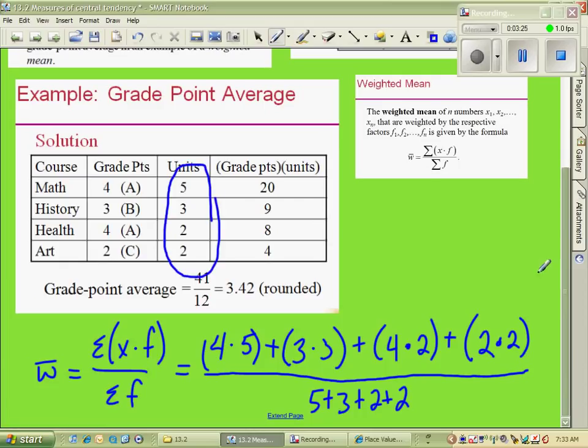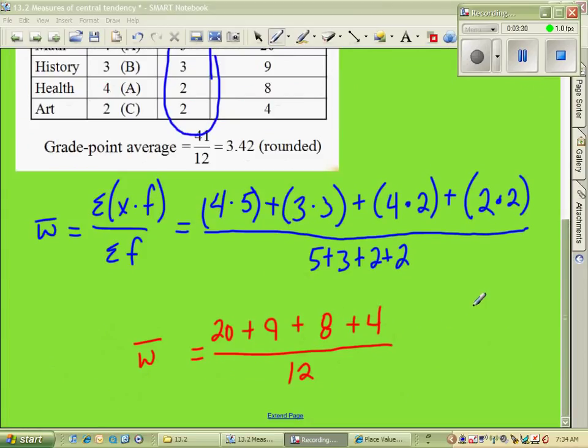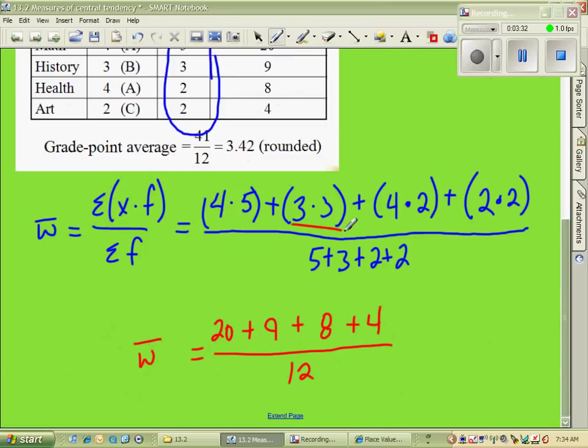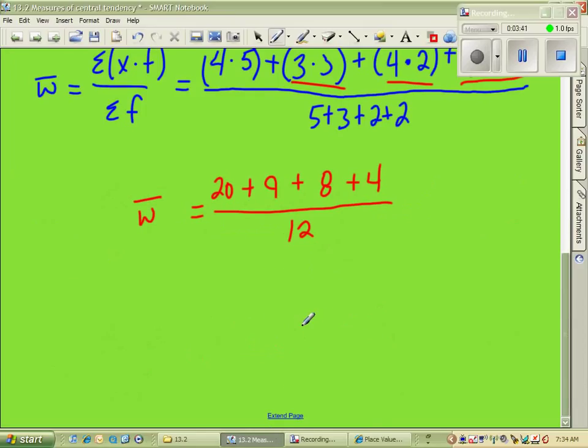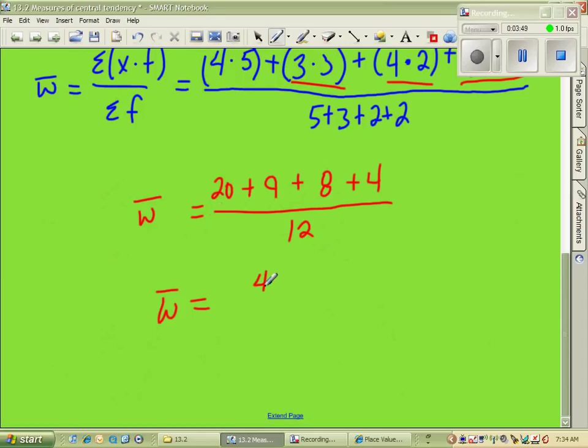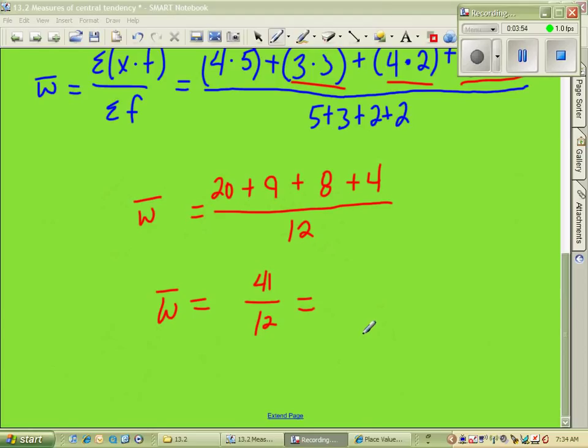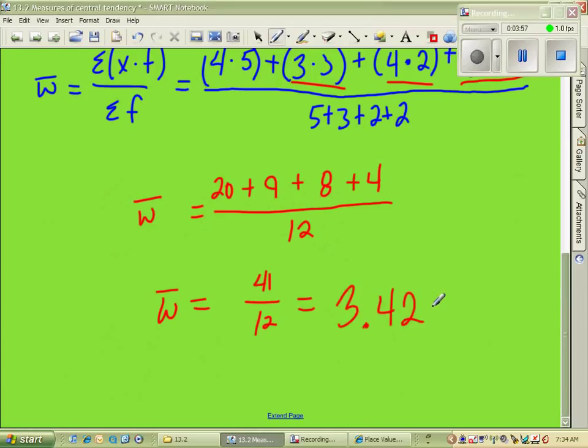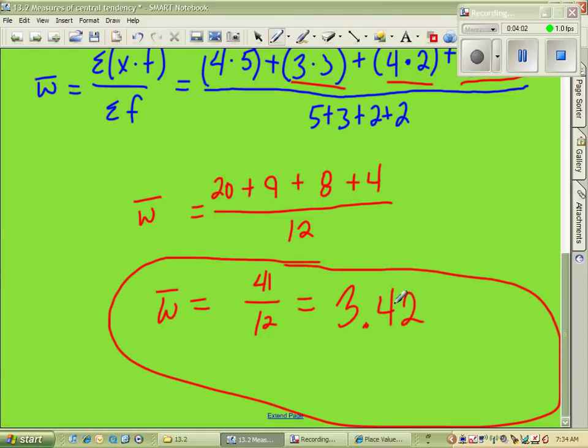Alright, with that said, now we go through and simplify our formula, which I'm going to do. So our weighted mean at this point is 20 plus 9 plus 8 plus 4 divided by 12. One more step, and that last step is what they have written at the top there, and that's going to be our weighted mean is equal to 41 divided by 12, which is equal to 3.42. So that's my GPA, my 3.42 GPA for that particular semester.